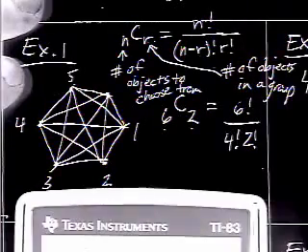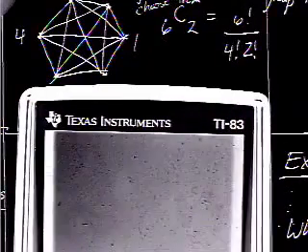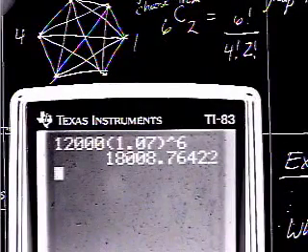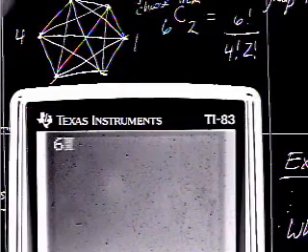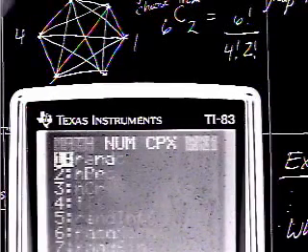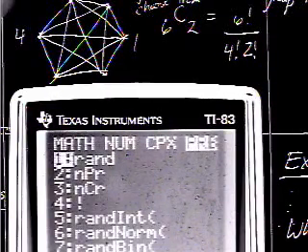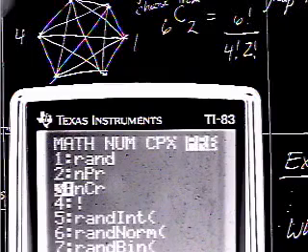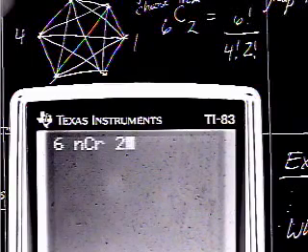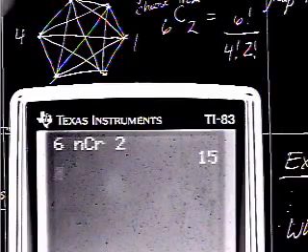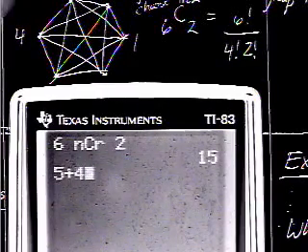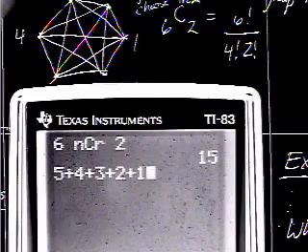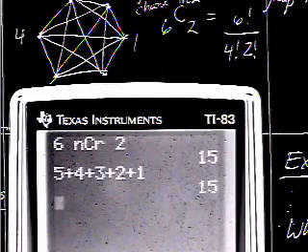So, using our machine, 6, math, PRB, third one down on the list, nCr, 2. That's 15, which happens to be the same thing as 5 plus 4 plus 3 plus 2 plus 1. 15.